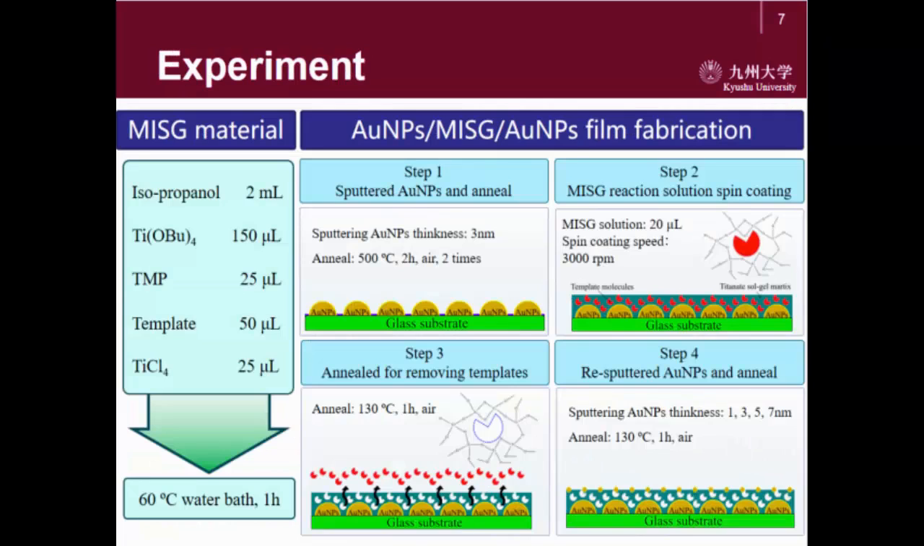The experiment is shown in this slide. For MISG material fabrication, we mix these chemicals together and heat them in a 60 centigrade water bath for 1 hour. After that, Au nanoparticles were sputtered on the surface of the glass substrate and annealed at 500 centigrade, and the MISG reaction solution was coated on the surface of the Au nanoparticles and annealed at 130 centigrade for removing the templates. Finally, Au nanoparticles were resputtered on the surface of MISG and annealed at 130 centigrade.